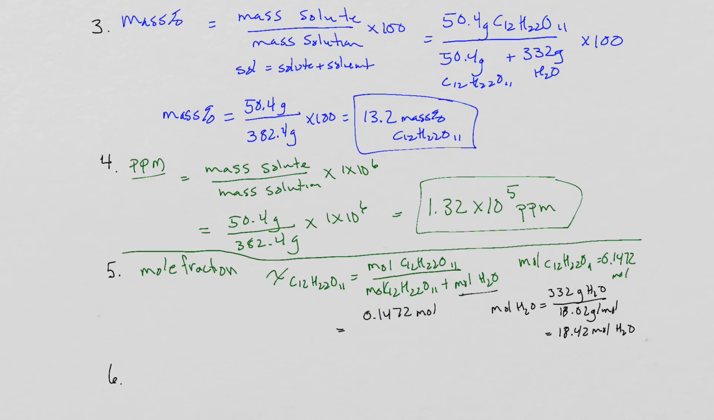So now if I go back here and calculate my mole fraction, I have 0.1472 moles divided by 0.1472 moles plus 18.42 moles. And this is going to then equal 7.93 times 10 to the minus third, which is my mole fraction of C12H22O11.